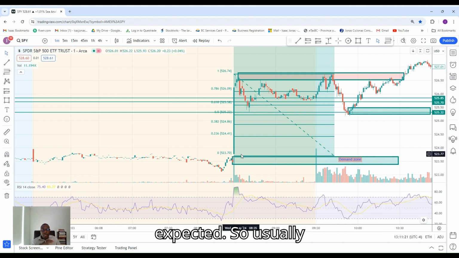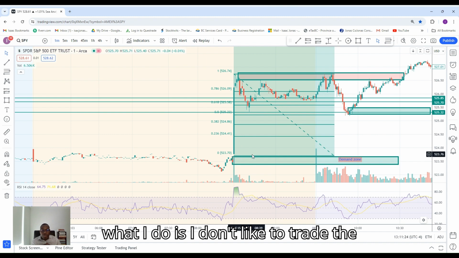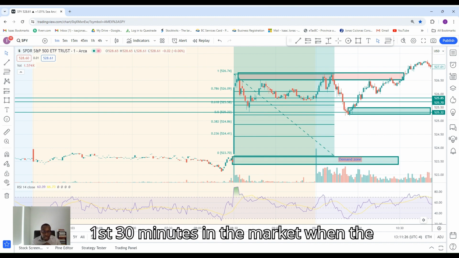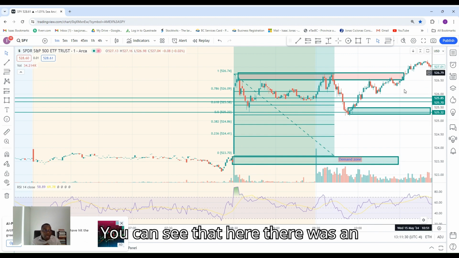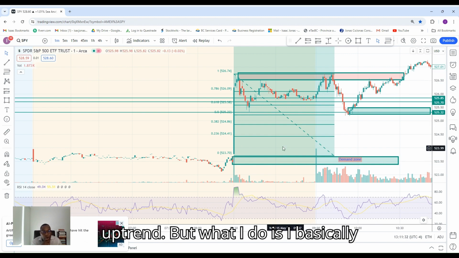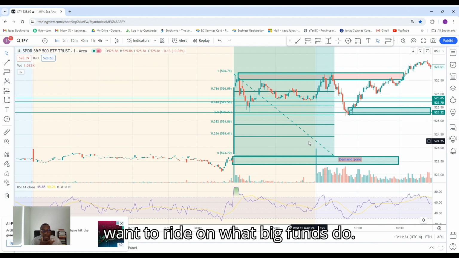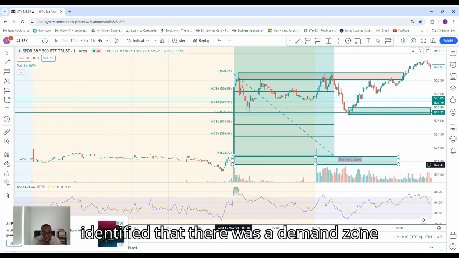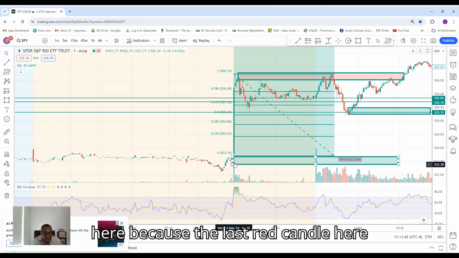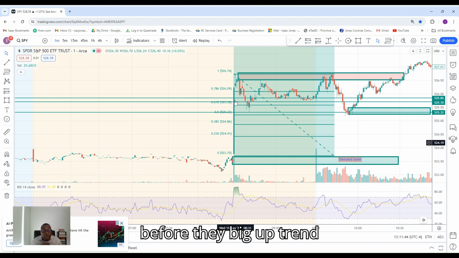So usually, I don't like to trade the first 30 minutes when the market opens. I like to trade after 10. You can see that here there was an uptrend. But what I do is I basically want to ride on what big funds do. So I do my charting. I identified that there was a demand zone here, because of the last red candle before the big up trend here.